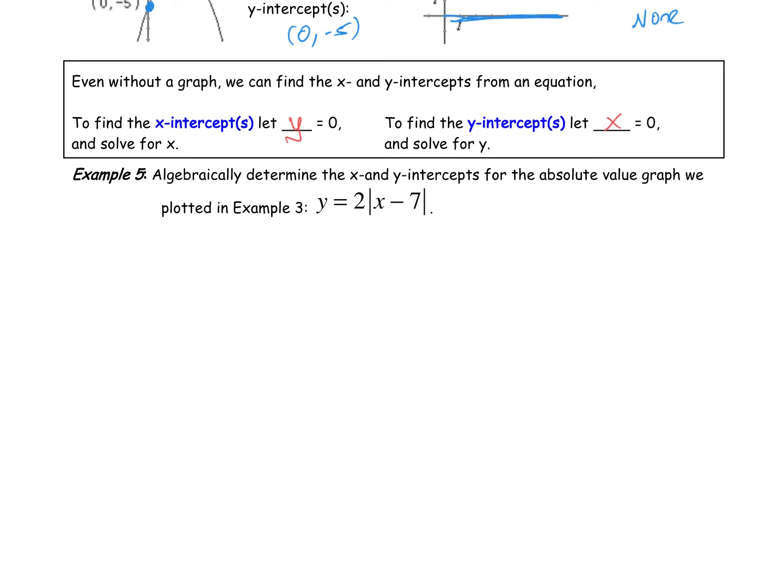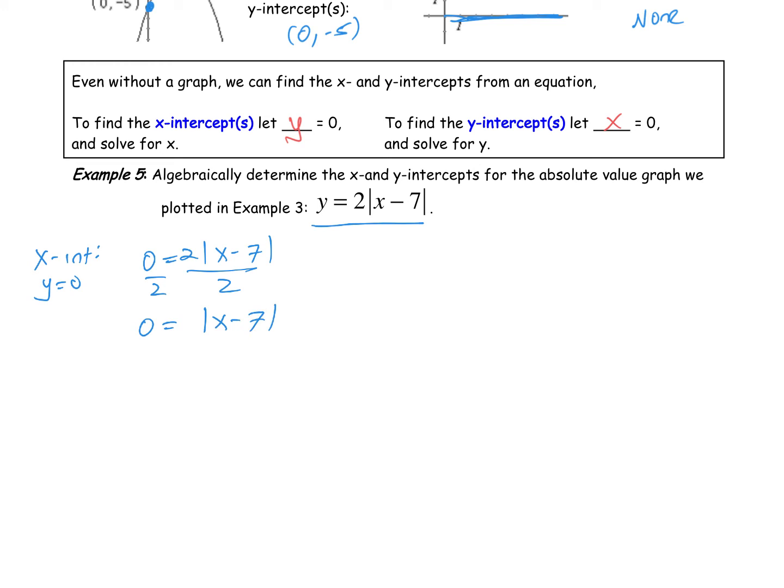So let's find the x and y intercepts algebraically for the absolute value function that we actually just graphed on the previous page, which is y equals 2 times the absolute value of x minus 7. To find the x-intercept, we let y equal 0, and then we solve. So we have 0 equals 2 times the absolute value of x minus 7. When solving an absolute value equation, you want to first isolate the absolute value. So we get 0 equals the absolute value of x minus 7.